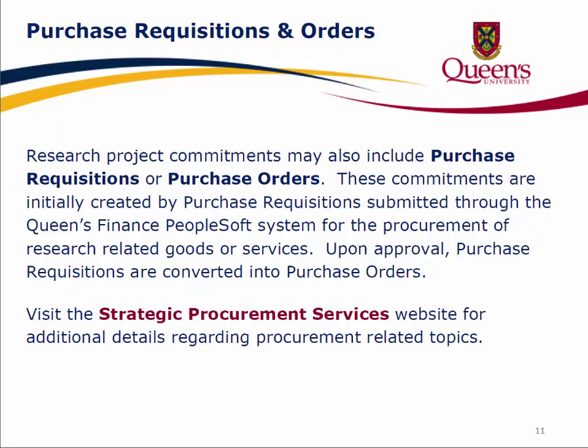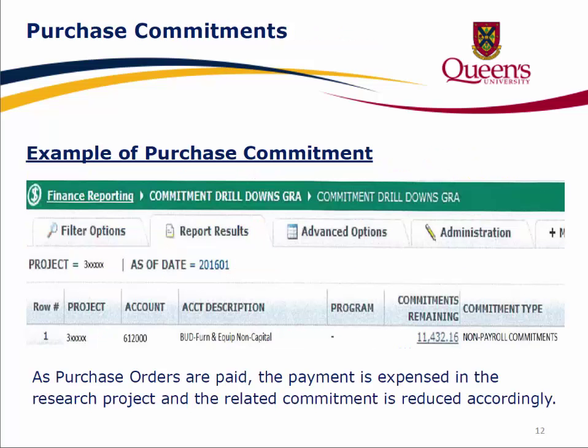Purchase requisitions and purchase orders. Purchase requisitions and purchase orders are another type of research project commitment. When procuring research-related goods and services through the PeopleSoft finance system, initially, a commitment will be created for the purchase requisition. Once all the appropriate approvals are obtained, the purchase requisition is then converted into a purchase order commitment. To view additional details regarding procurement-related topics, please visit the Strategic Procurement Services website. As purchase orders are paid, the payment is expensed in the research project and the related commitment is reduced accordingly.